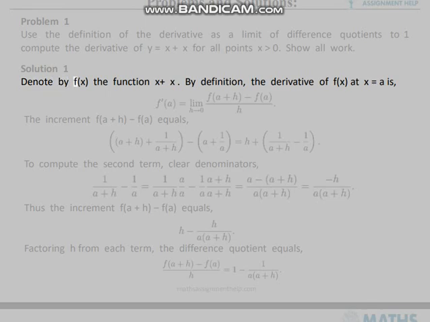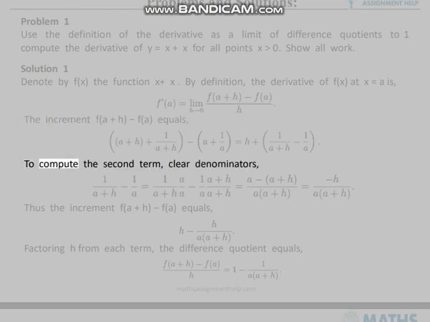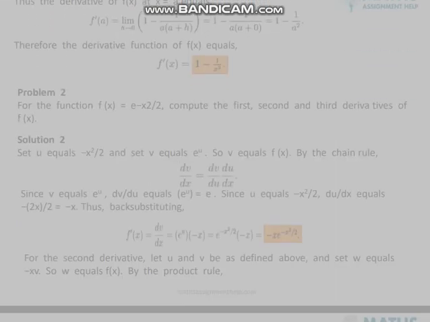Solution 1. Denote by f(x) the function x plus x. By definition, the derivative of f(x) at x equals a is the limit of the increment f(a plus h) minus f(a) over h. To compute the second term, clear denominators. Thus the increment f(a plus h) minus f(a) equals the following. Factoring h from each term, the difference quotient equals the following. Thus the derivative of f(x) at x equals a equals the following. Therefore the derivative function of f(x) equals the following.